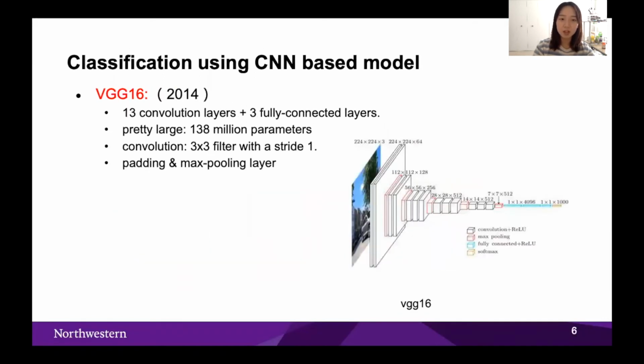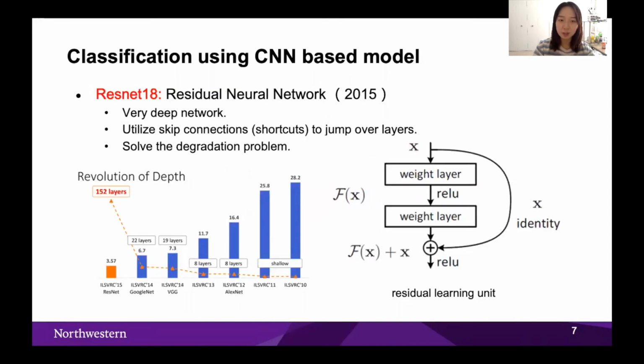The second model is VGG16. It was proposed in 2014 and was a pretty large model at that time. It contains 13 convolutional layers and 3 fully connected layers. And the third model is ResNet18, the residual neural network. It is a very deep neural network. It can solve the degradation problem by utilizing skip connections to jump over layers.